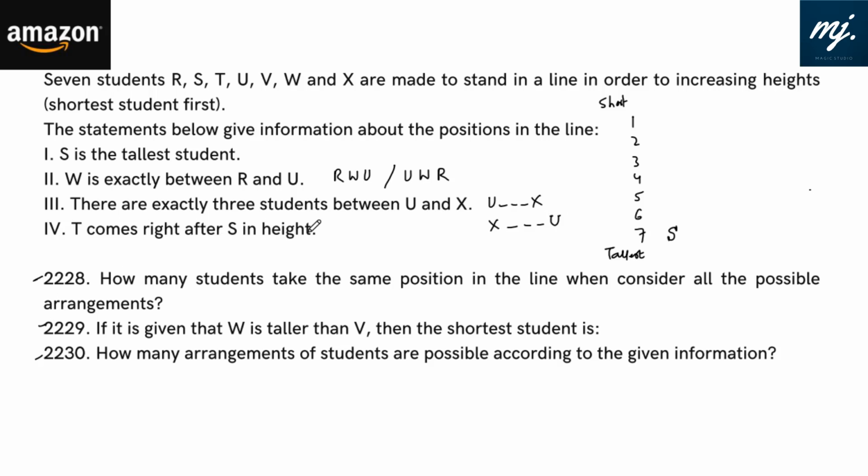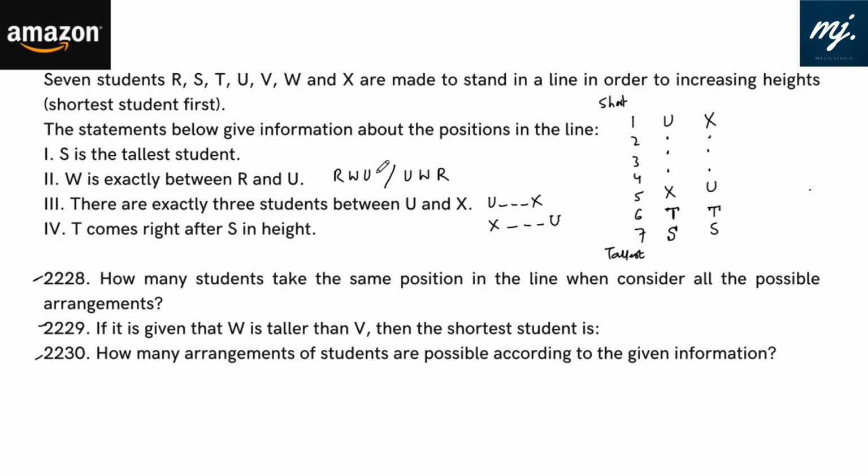T comes right after S in height. That means T would be standing in front of S. So these 2 are the confirmed positions which we have got. Now we are left with 5 positions, and if we take U and X, this makes us go with 5 people. So it can be U, then 3 people, X, or it can be X, then 3 people, and then U, and T and S is confirmed.